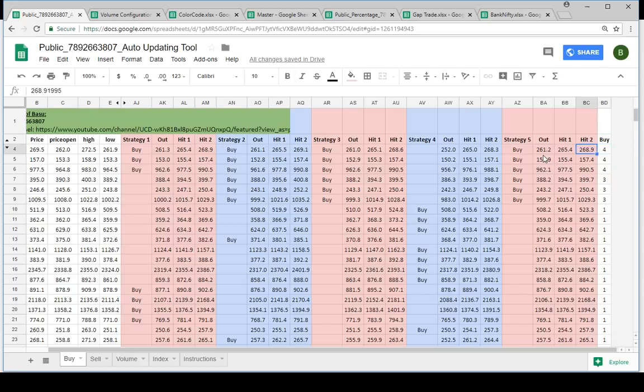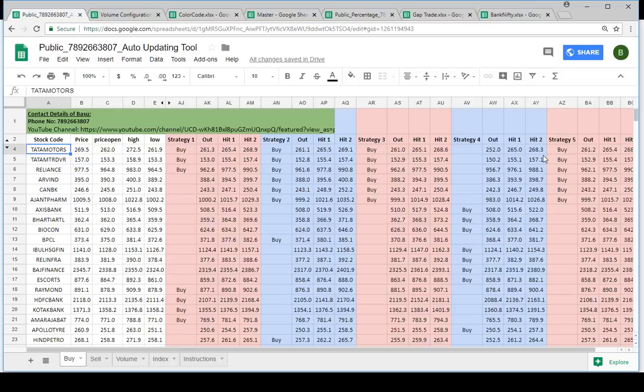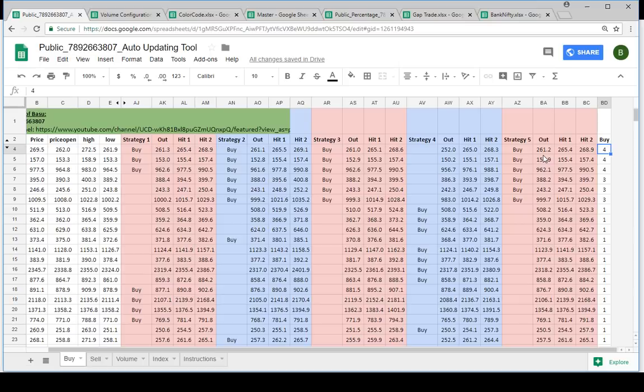As you can see, Tata Motors is passing four strategies out of five. It is showing buy here, and the second buy here, third buy here, and for the fourth strategy it is not showing anything, and the fifth is a buy. So the more buys, the stronger the share is. Here Tata Motors is showing four buys, and hence it is showing four.